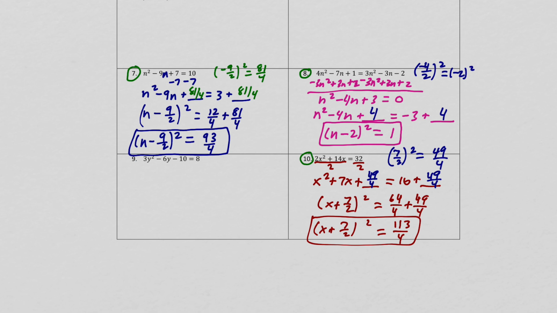Now that we've done those, you should have 6 of them to finish, and you should be good for completing the square.